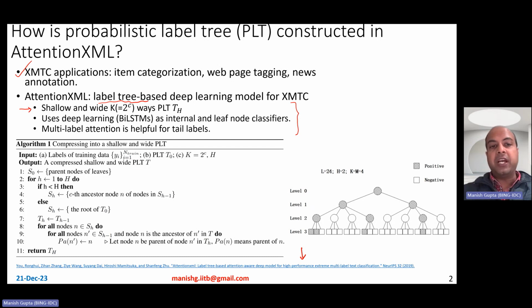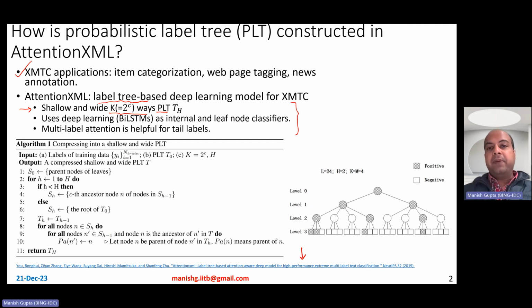Therefore, they believe in shallow and wide probabilistic label trees. They are called probabilistic label trees because you partition the tree in the label space, and whether to take the left child or the right child or both is decided based on the probabilities of visiting that node based on the training data. That is why it's called a probabilistic label tree. Attention XML believes in shallow and wide probabilistic label trees, which we'll call PLTs. And rather than just two-way as in Parabel, Attention XML is K-way.